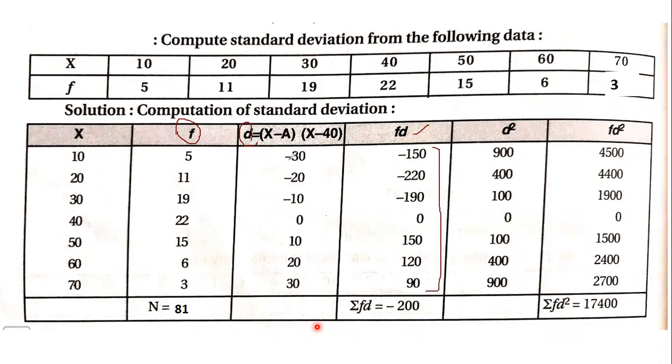Here you have to consider the signs. Minus, plus, both signs have to be considered. I'm repeating it over and again in every problem. Only in mean deviation do we ignore the signs. In standard deviation, signs play an important role. Plus sign, minus sign, both have to be considered. So you have to multiply these two columns.